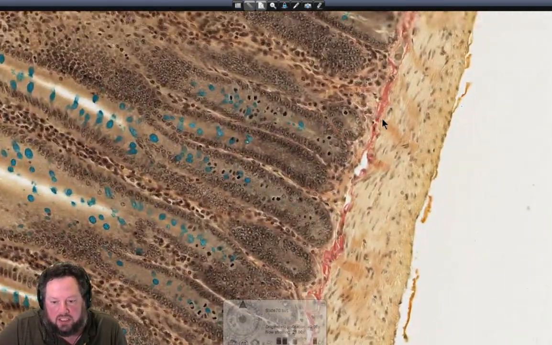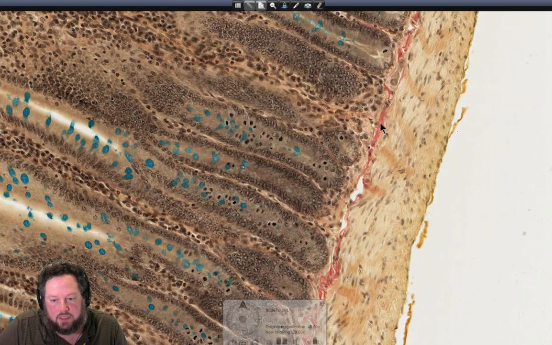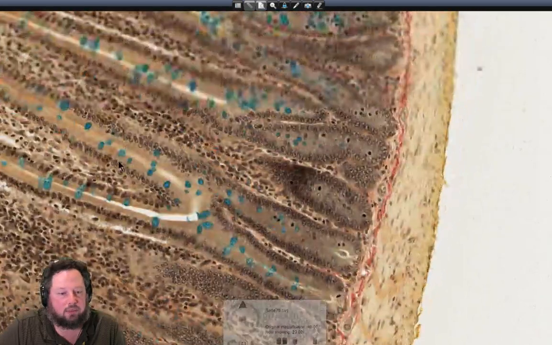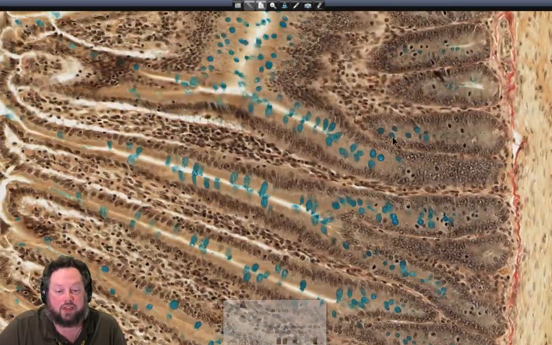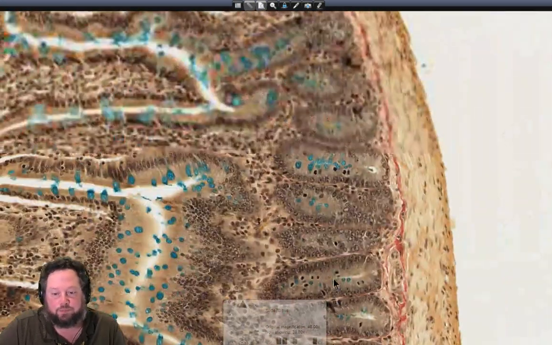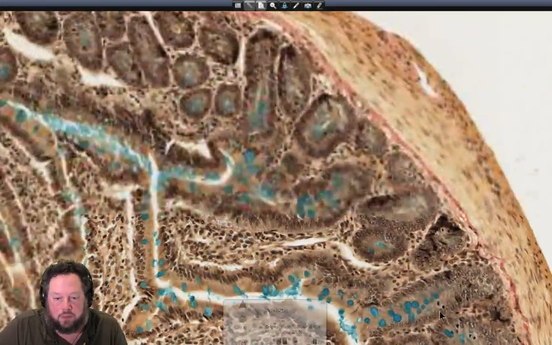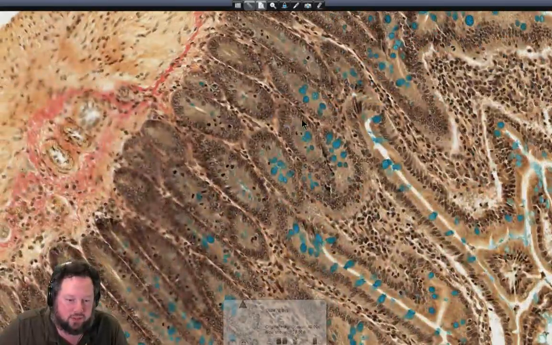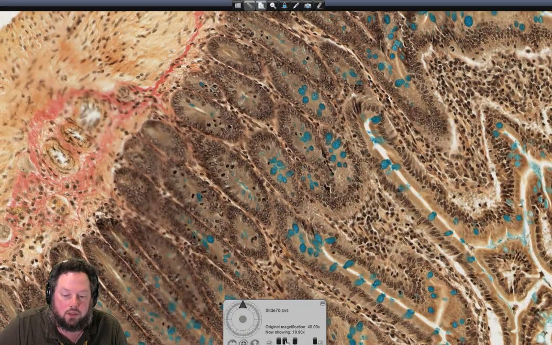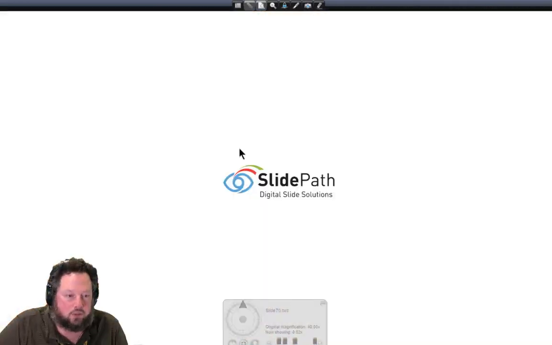So you can see here a little bit the red here is collagen, so this is actually part of the submucosa, and then we've got the lamina propria. And you can see there's not a lot of fibres in the lamina propria. It's a very loose connective tissue. I was hoping to see if I could see some Paneth cells, but I can't see any in this section. So we'll just move to the next slide.